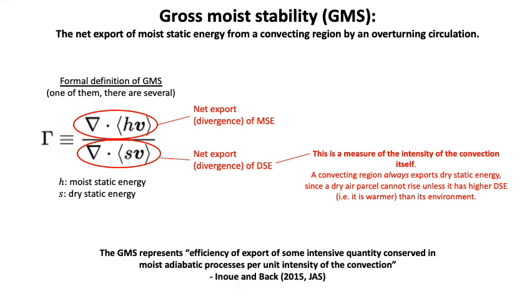I'm going to leave you here with a definition from Inoue and Back 2015. They define GMS as the efficiency of export of some intensive quantity conserved in moist adiabatic processes. In our case, that quantity is moist static energy, per unit intensity of the convection. If you're curious what that means, or how they think about it, I encourage you to go to this paper. They also apply this to observations, which is why I like it as a starting point paper for people to learn more about this topic.